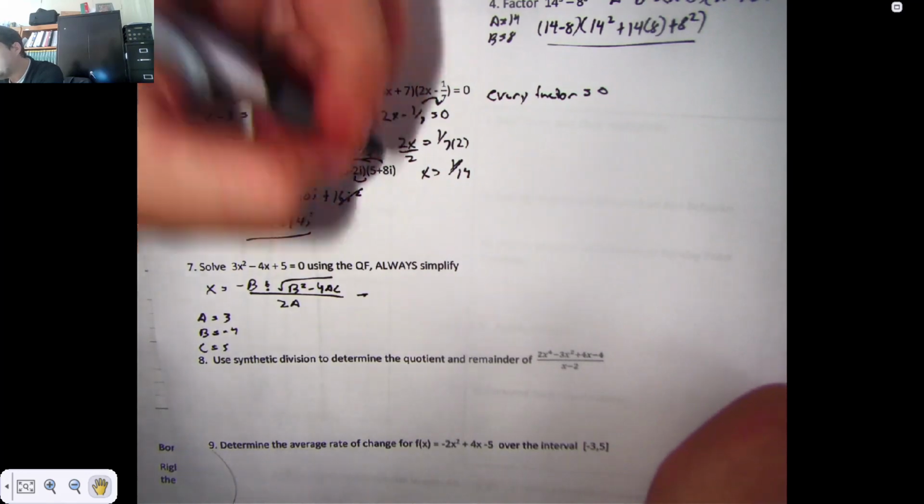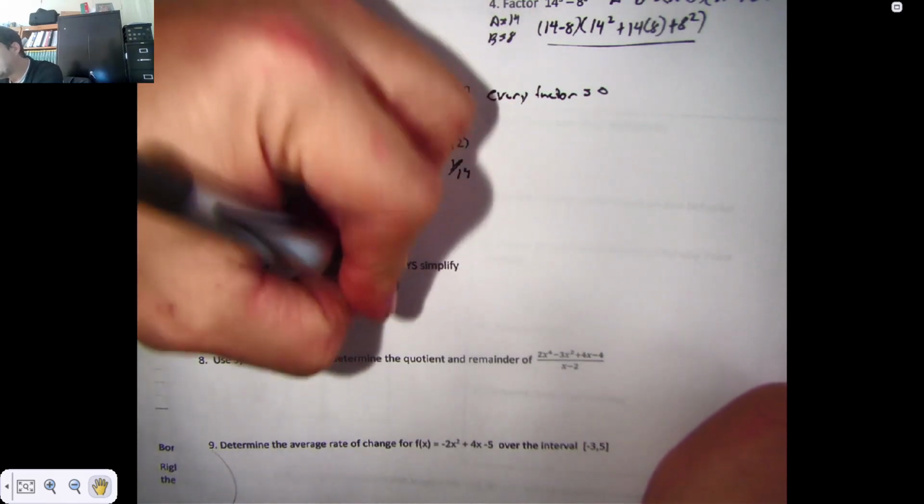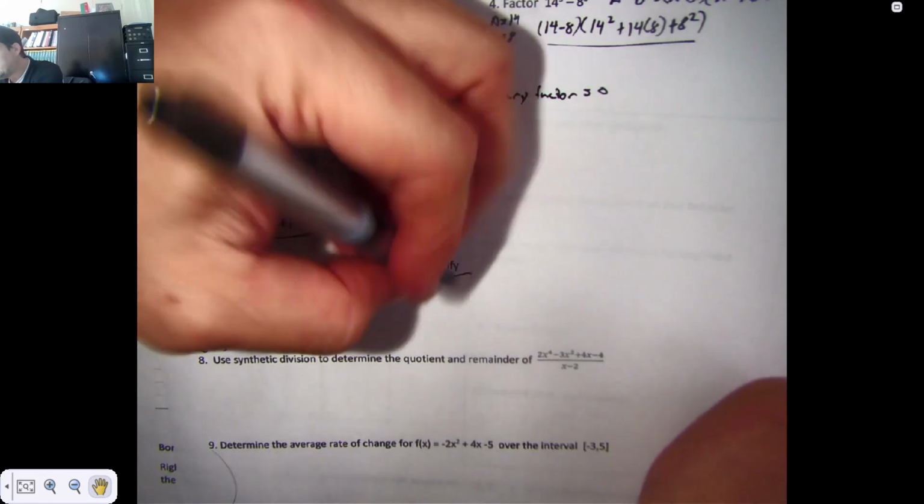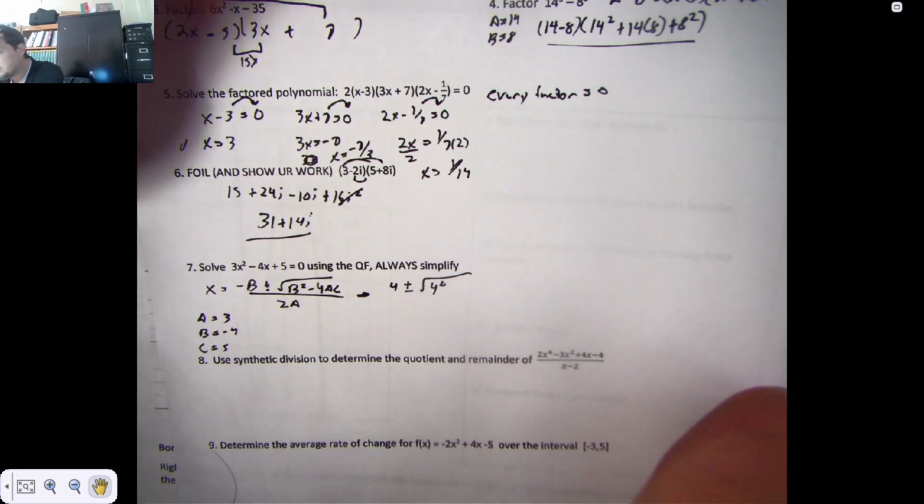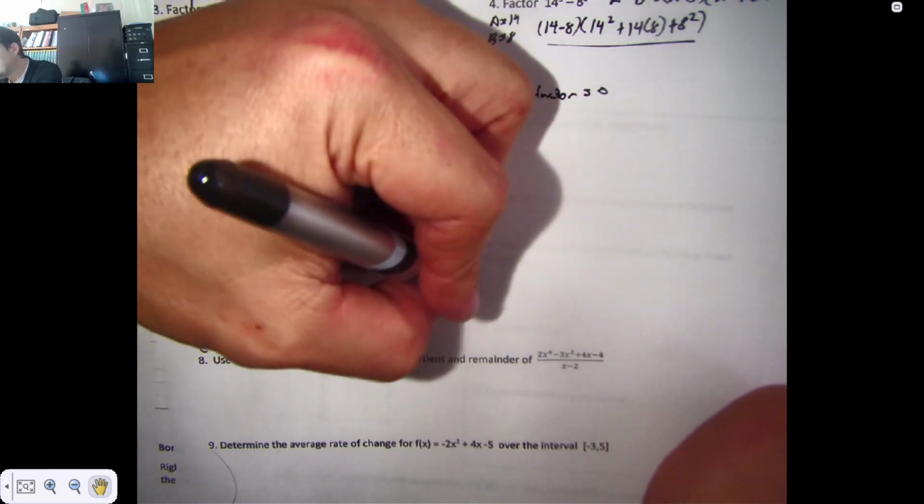All right, so opposite b, opposite of a negative 4 is a positive 4, plus or minus square root. I know it's negative here, but if you're going to square something, just drop the sign, because it's just going to become positive anyways. I've said that. I don't know if the wax in your ears has kept you from hearing that, but I have said it.